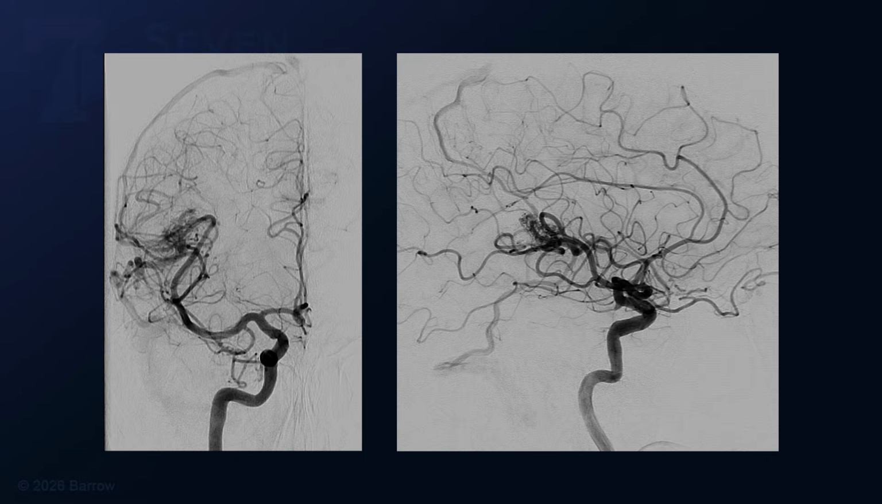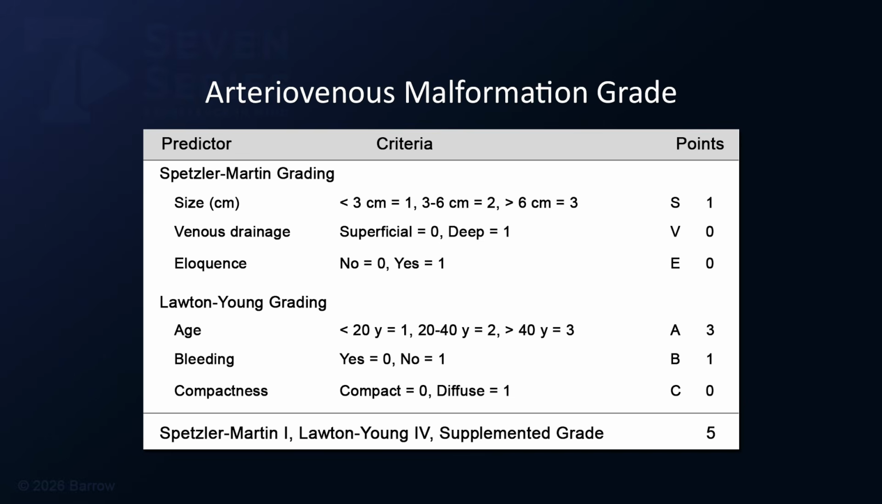His angiogram demonstrated this cluster of nidus sitting along the M3 branches as they turn from the M2 segment into the operculum. Notice the venous drainage that goes to Labbé inferiorly, Trolard superiorly, and sylvian veins anteriorly. This AVM had a Spetzler-Martin grade of 1 and a Lawton-Young grade of 4, giving it a supplemented Spetzler-Martin grade of 5.